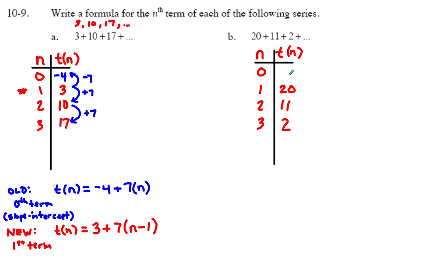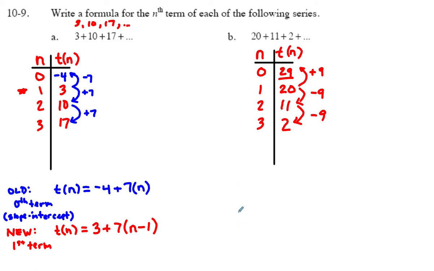Now obviously, as we continue to progress through this series, the numbers that we're adding are getting smaller and smaller, they're decreasing. So what are we adding to 20 to get 11? Well, we're adding a -9. To get from 11 to 2, we're also adding a -9. So that's our common difference. This is going to be -9. If we wanted to go backwards and find our 0th term here, we would have to add 9. So 20 plus 9 would take us to 29 for that 0th term if that's the form we were using.